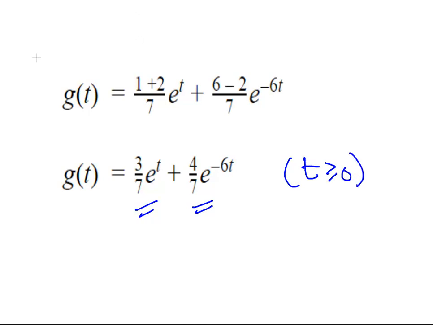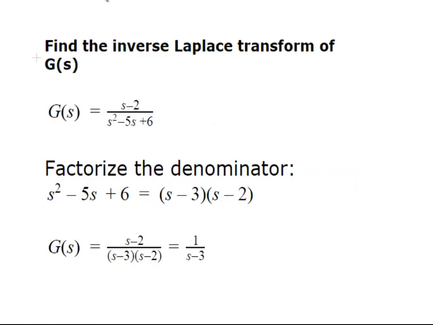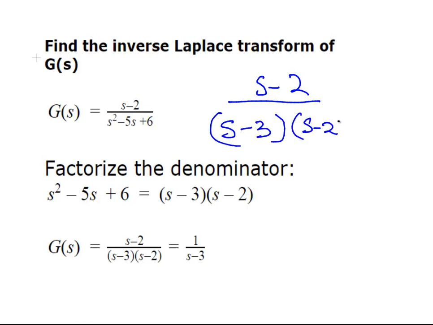Finally, one more, and we'll finish off with a nice easy one. This is why you always factorize. Don't go straight in. Factorize the denominator. So we have s minus 2, and if we factorize the denominator, we get s minus 3 over s minus 2. The s minus 2 values cancel out. So we have 1 over s minus 3. This is a very easy one. There we have it.